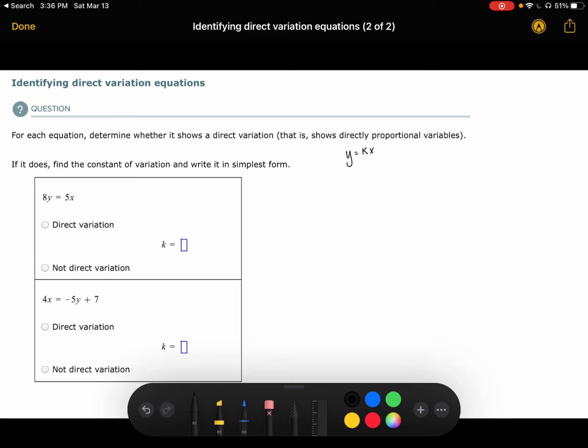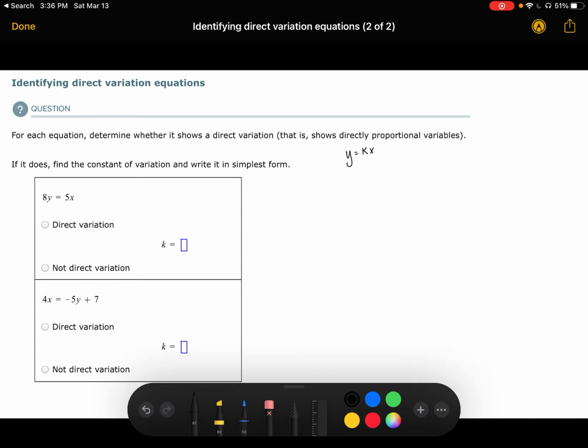Okay, so today we're going to be talking about identifying direct variation equations. So basically, you're going to have to look at the equation that it gives you and determine, is it a direct variation equation, and what is k, which is the constant of proportionality. I know you guys are like, what is that, seventh? Don't worry, we're going to get through it.